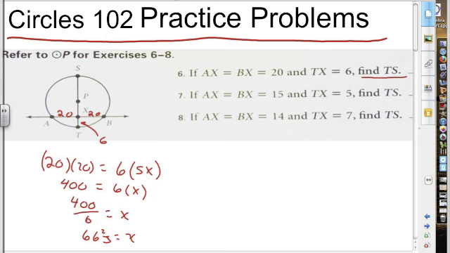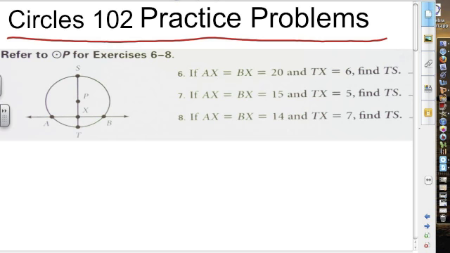But do I want to find X? No, I want to find TS. Well, TS is TX plus XS. Well, this is 6. This is 66 2/3. So if I add those together, I get 72 2/3. Okay, so that's one problem. Sorry about that, I didn't actually get into the board.